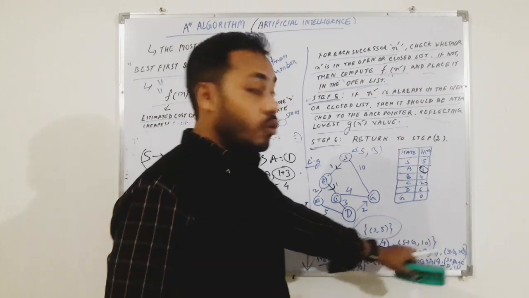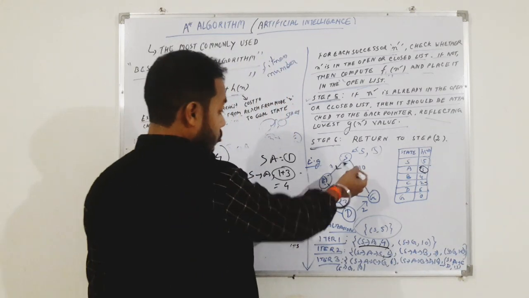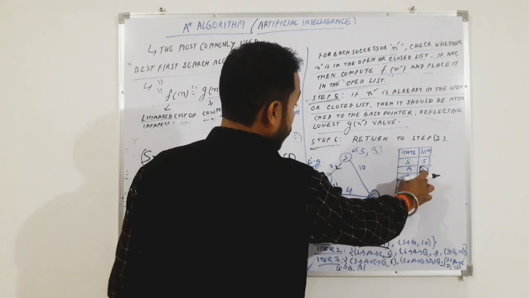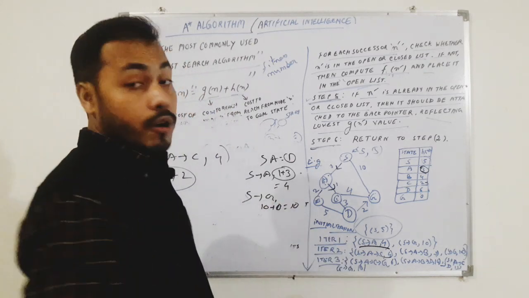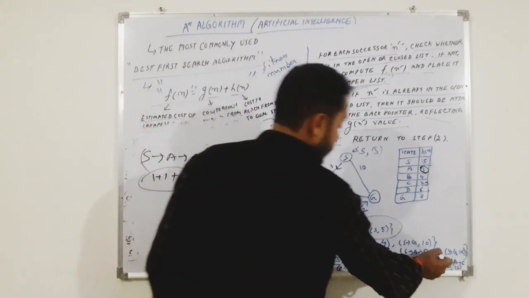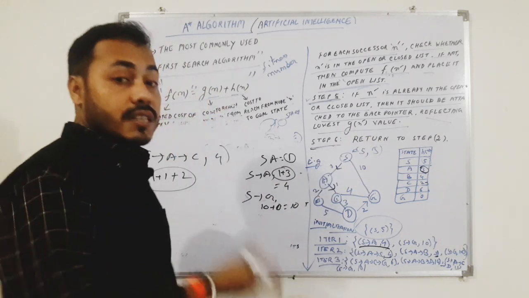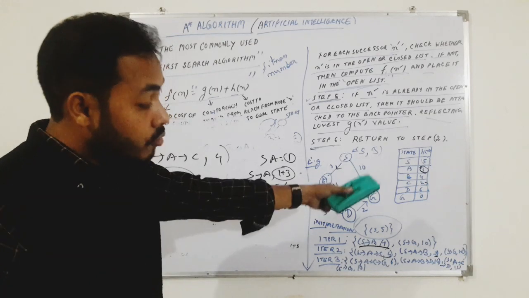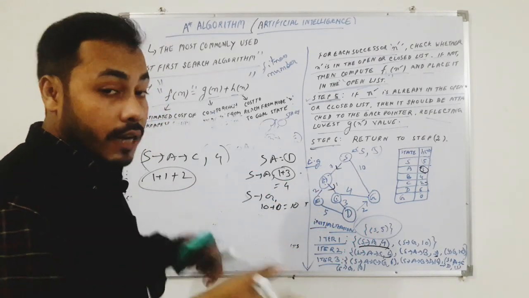Similarly, S to A to B, try to calculate it by yourself. S to A to B is 1 plus 2, 3, and B to the goal node costs 4. So 3 plus 4 is 7. Then S to Z 10 is already there. This is iteration 2. We have not yet reached the goal node. Although S to Z reaches the goal node, it involves a higher cost, so we need to evaluate the other nodes also.